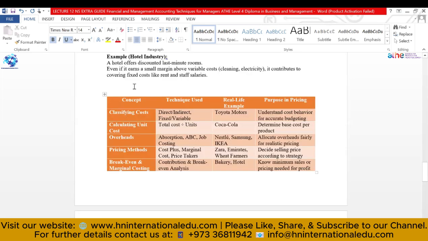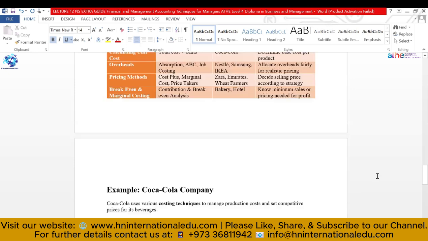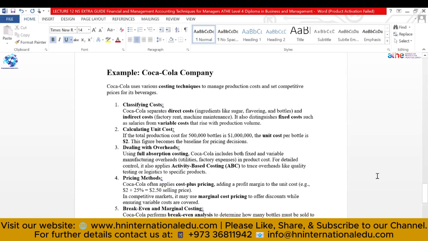Just to recap, we did classifying costs, unit cost, overheads, pricing methods, break-even, and marginal costing. We did the techniques used as well. For classifying cost, we did direct, indirect, fixed, variable. And for the overheads, absorption, ABC, job costing; marginal itself is a cost. Then these examples were used, and the purposes in pricing. Then the overall example, which will picture the complete concept of the costing techniques.